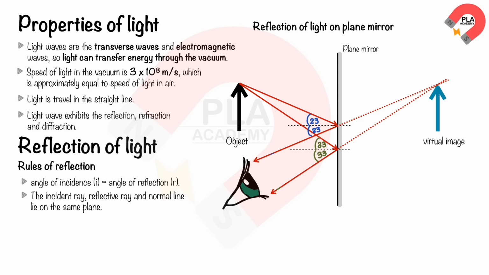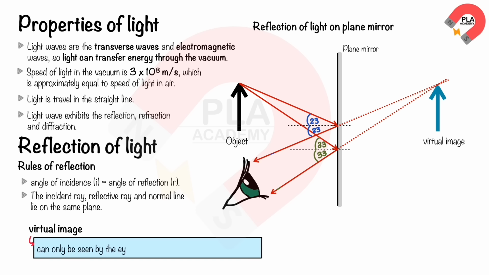We can see the image when the reflected rays travel toward our eyes. This image is virtual, because it can only be seen by the eye. It cannot be focused onto a screen, which is why it is virtual.